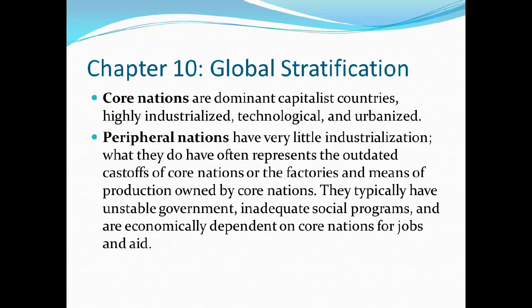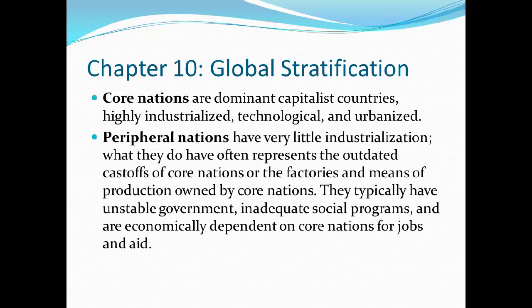So let's look at this for a second. The core nations are dominant capitalist countries, highly industrialized with advanced technology. So there's a core nation, there's a peripheral nation over there, and they have no jobs over there. They have nothing. And if I'm a person living in a peripheral nation, I have a family, I need to eat, and there are no jobs. Here comes the core nation over there saying, hey, I'm going to set up a plant here, I'll set up a factory here, and therefore I'm going to create jobs. So now we're happy because I still have a family to feed.